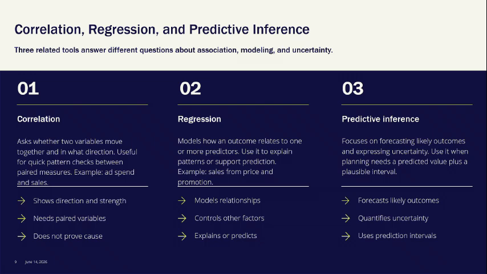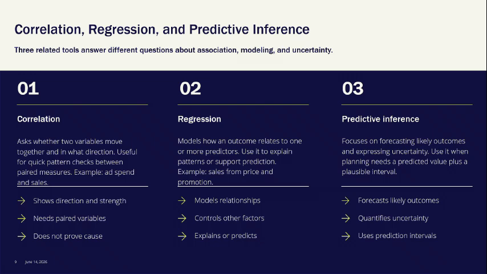Although related, correlation, regression, and predictive inference answer different questions. Correlation examines whether two variables move together and measures the strength and direction of that relationship. For example, we may investigate whether advertising expenditure and sales tend to increase together. However, correlation does not imply causation.